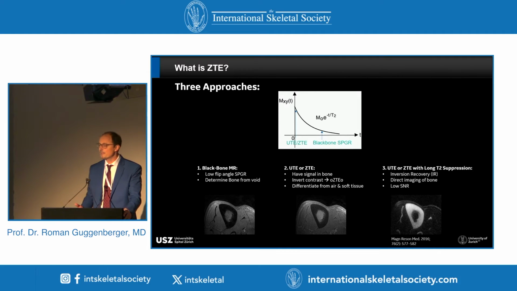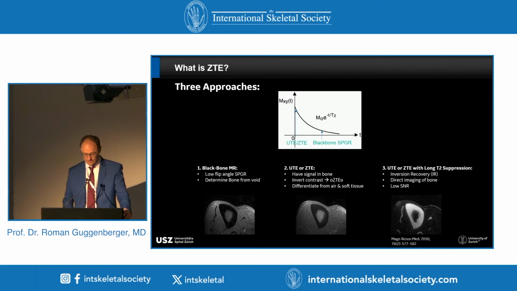There are different approaches to depict bone, actually, and probably some of you were using or are still using black bone MR sequences based on low flip angle, spoiled gradient echo images. I think they're doing fine. I like the bone contrast that we get there, but it's based just on the signal void that we get. And we cannot nicely differentiate.